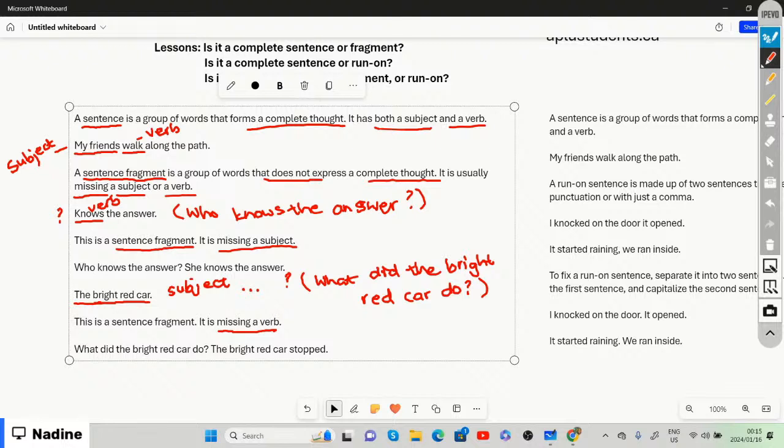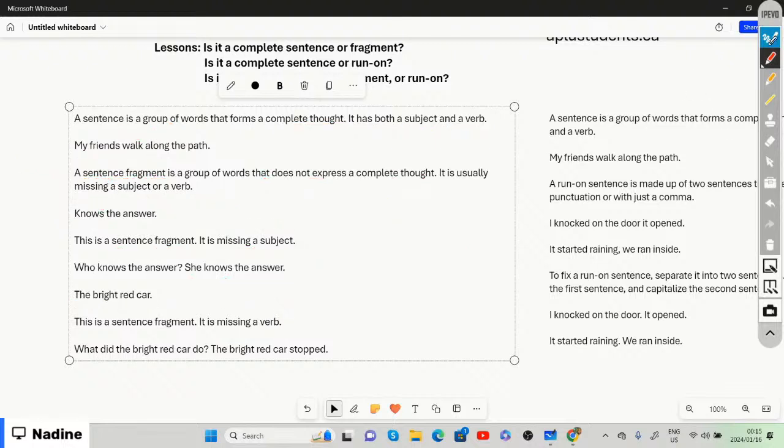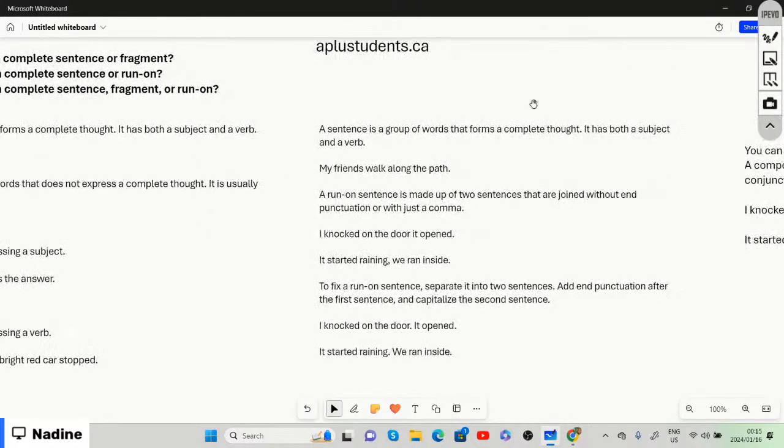Because you need to say what the bright red car did. Maybe you can say the bright red car stopped. But we can't just say the bright red car. We need to say what this bright red car did. All right, so that is basically what sentences and fragments are.